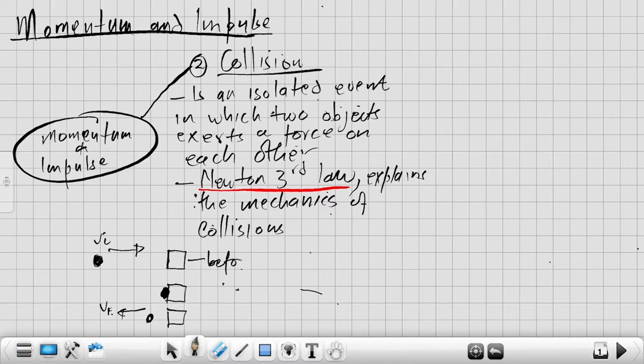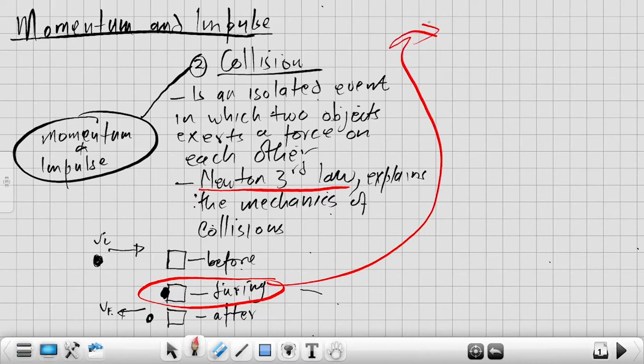So let me emphasize that this is before the collision, this is during the collision, and this is after the collision. There are a lot of things happening in this scenario, but I'm going to look more at what happens during the collision. So I'm going to highlight this part and move it further up here. During the collision, I am going to have my action-reaction pair, because the object will be exerting the same amount of force on the wall, and the wall will be exerting the same amount of force onto the object.